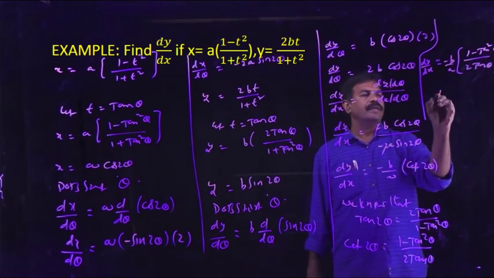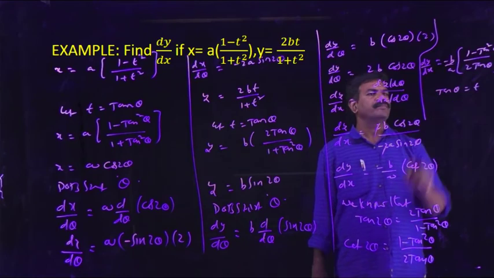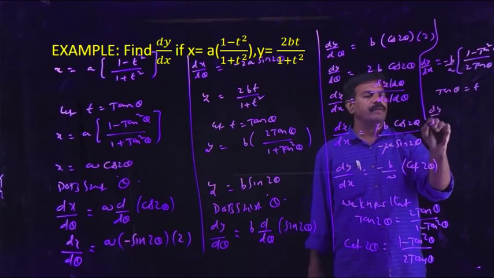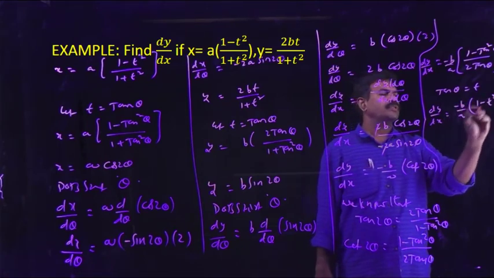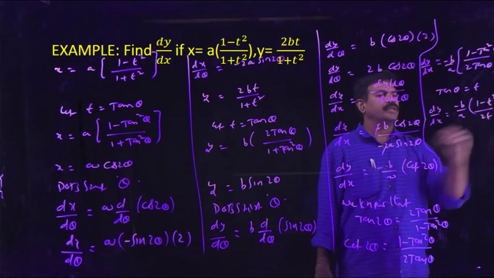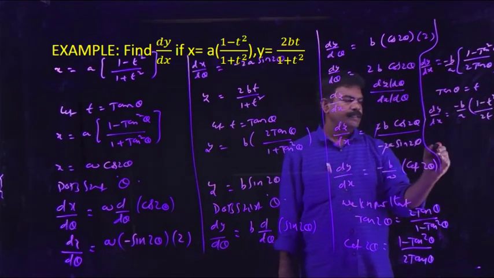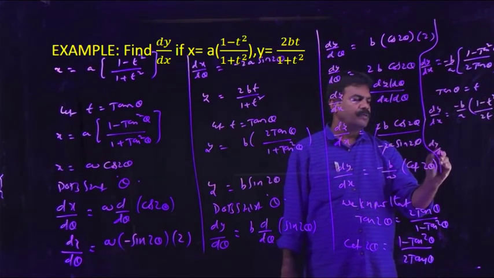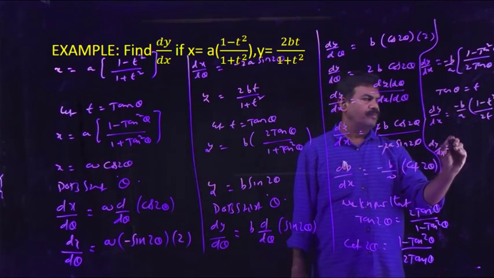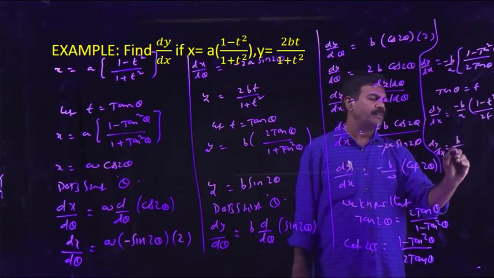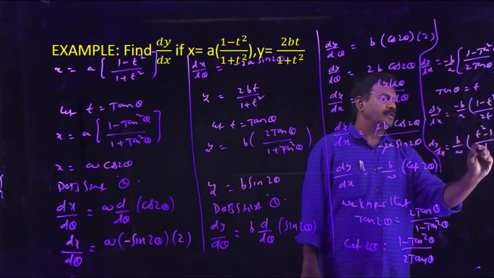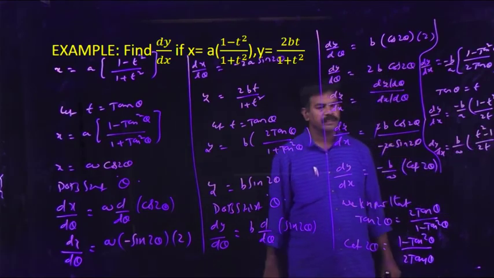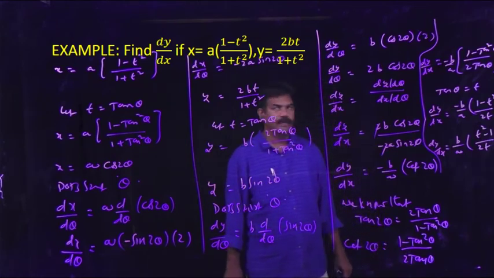We know that tan theta is equal to t. That is dy by dx is equal to minus b by a into 1 minus t square by 2t. That is dy by dx is equal to, multiplying with the minus, b by a into t square minus 1 by 2t. This is the derivative of the given problem.